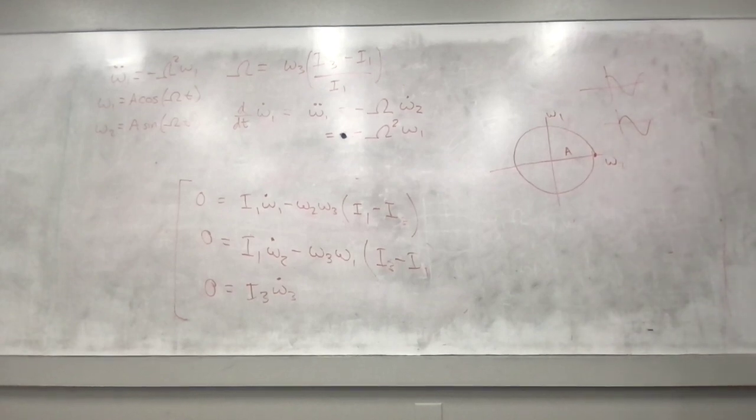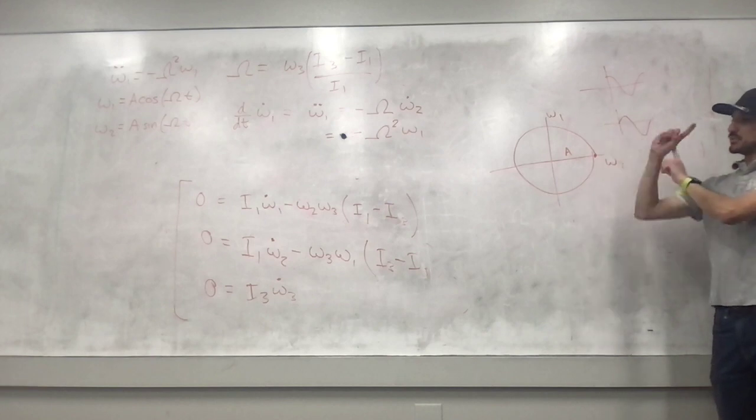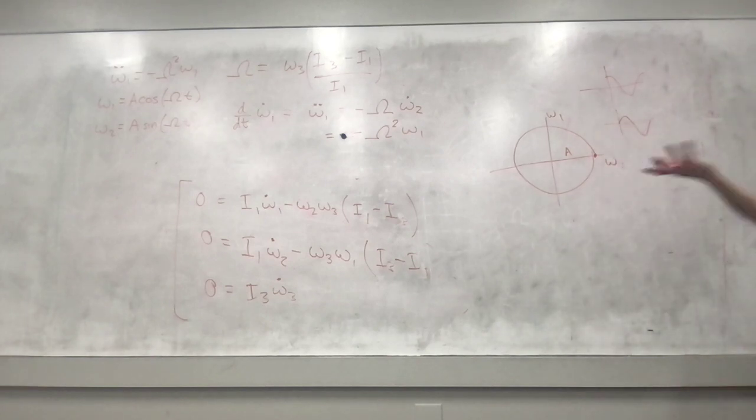And because there's no net torque on this system, omega 3 is also constant. So your body is rotating. This result is not an option. If your body is in free space and is rotating, then it's going to have this motion, right? So it is going to do this as it is rotating.